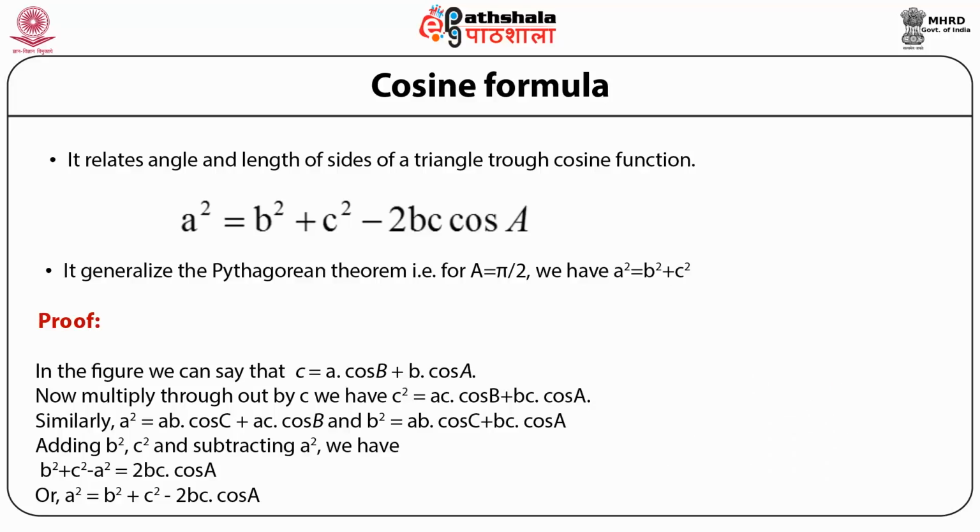We can actually do the same thing with any of the sides, so that we can write A squared as AB cos C plus AC cos B, or B squared as AB cos C plus BC cos A. Adding B squared, C squared and subtracting A squared, we will have B squared plus C squared minus A squared equal to 2 BC cos A, or A squared is equal to B squared plus C squared minus 2 BC cos A.